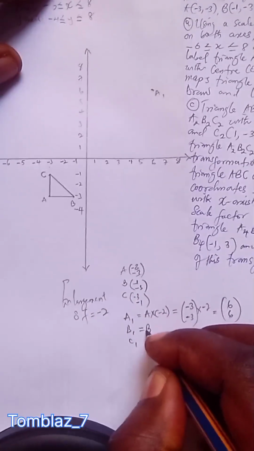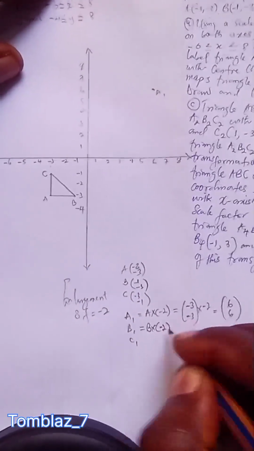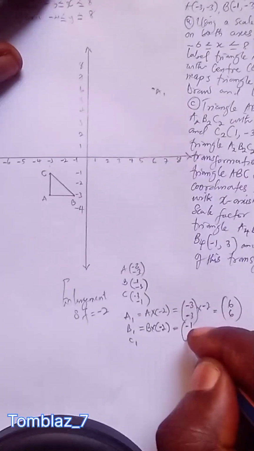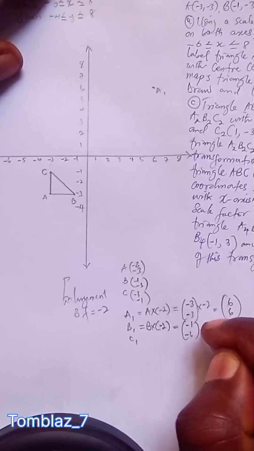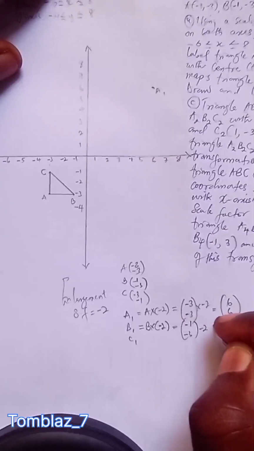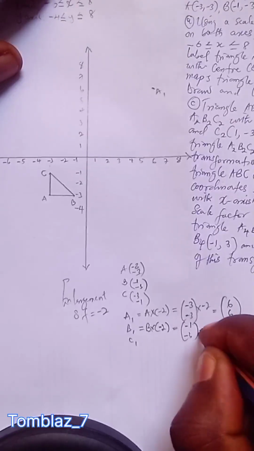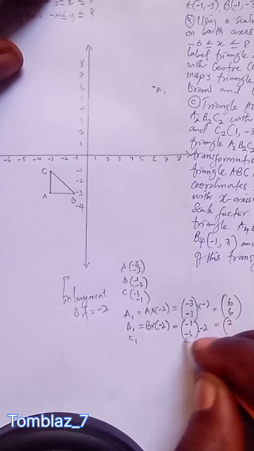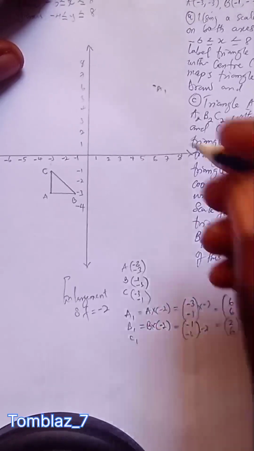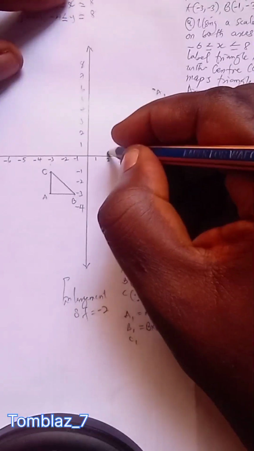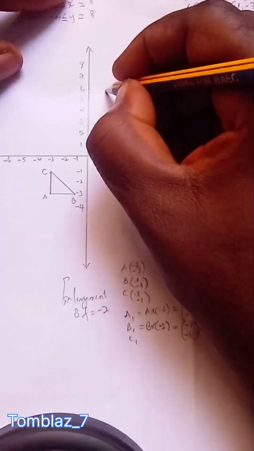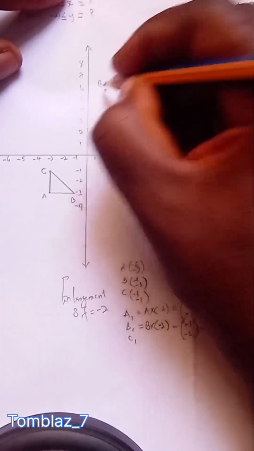Then let's do for B1. That means it will be B times a scale factor of -2, which is equals to B is -1, -3, then times -2 will then give you what? This times this will give you 2, this times this will give you 6. So we have 2, 6. So 2 for x-axis, 6 for y-axis. They are going to meet somewhere here, right? So that's going to give you your B1.